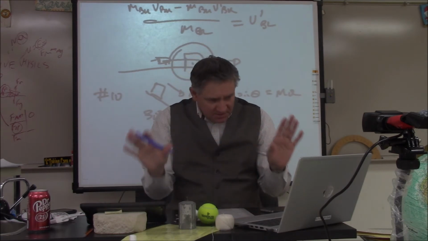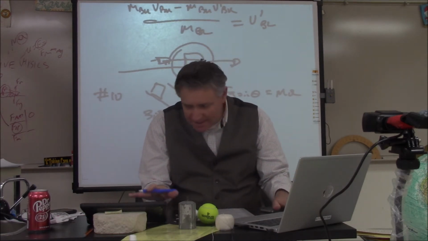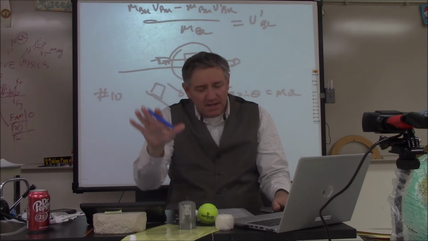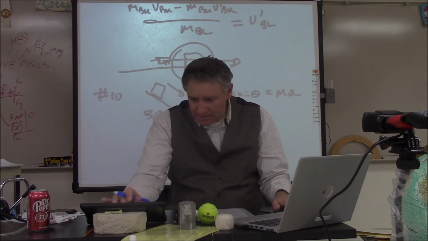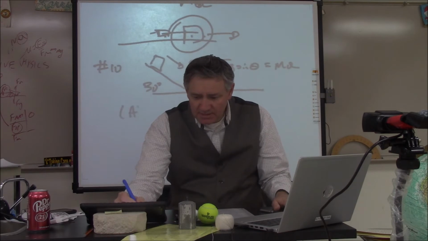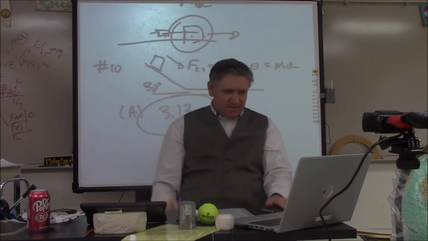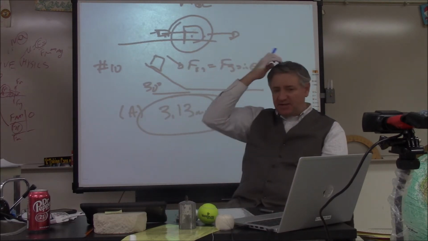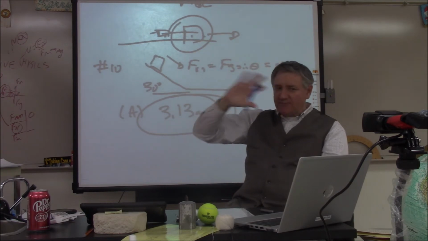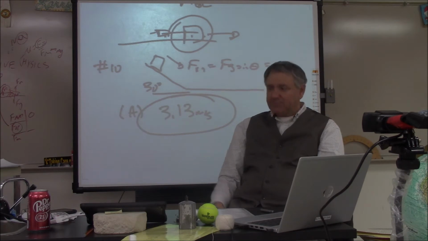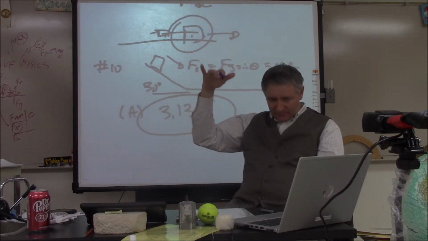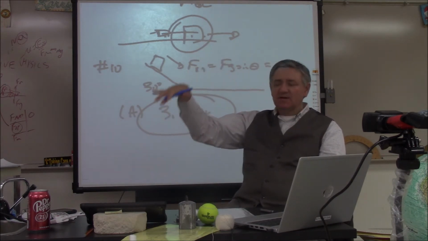So there's a whole bunch of steps that you need to do for 10A. Now, if 10A is wrong, everything else is going to be wrong on this problem. So your answer to 10A should be 3.13 meters per second. Because literally, if that is wrong, every answer from there on out is going to be wrong. So find your net force, find your acceleration.